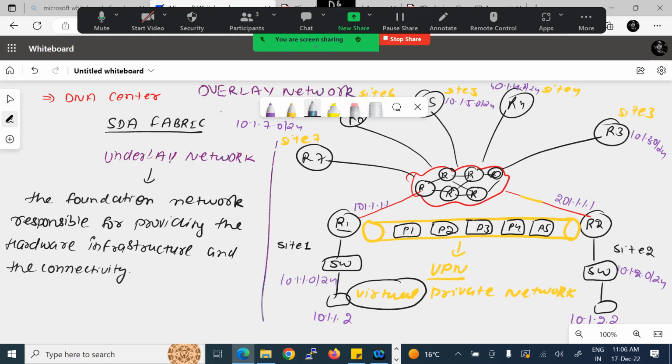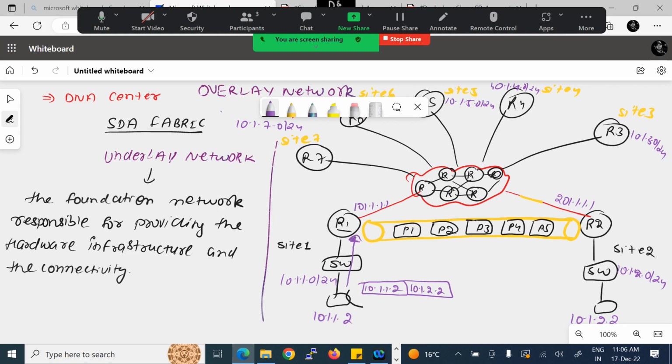The user will be sending traffic to the default gateway. How will it look? It will look like this. Source IP is 10.1.1.2. Destination IP is 10.1.2.2. This traffic will be given to the default gateway.